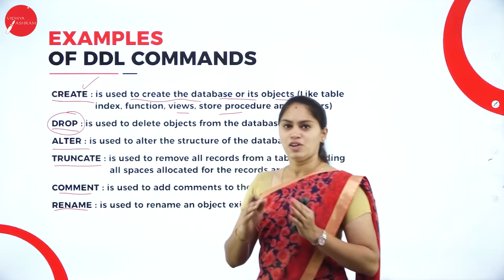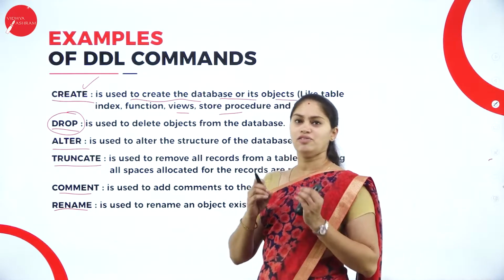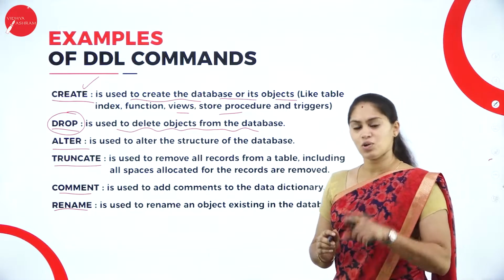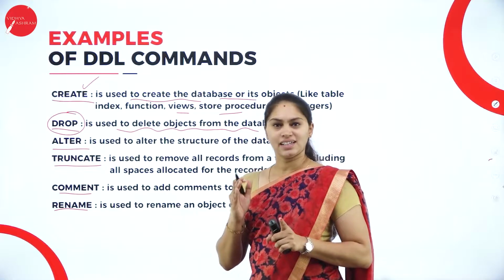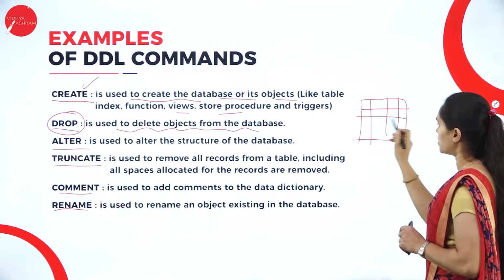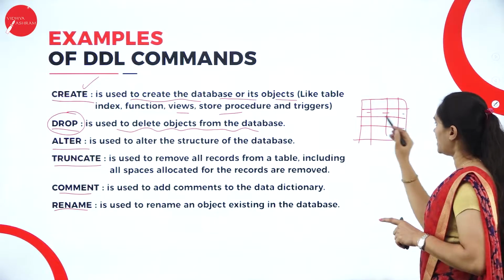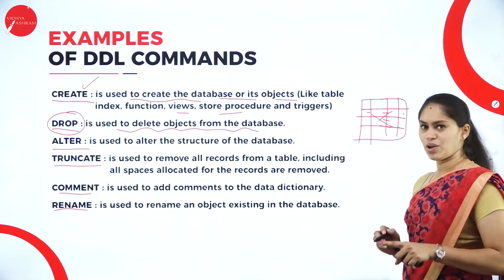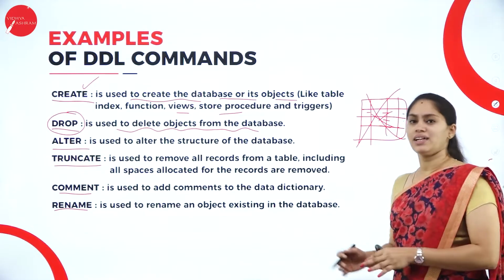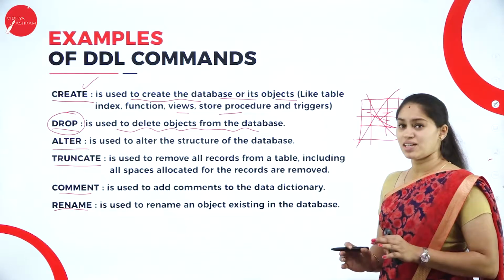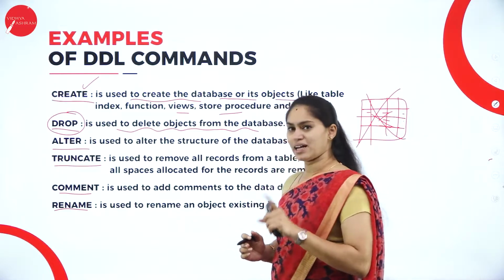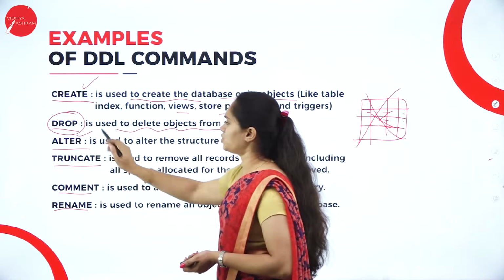So next what we have here is drop. Completely I am removing all the content from the database. It is used to delete the objects from the database, but you have to understand one thing, there is a difference between delete and drop. Delete means, imagine I have a table with a set of rows and columns. If I use delete, whatever content we have will be removed. But if I use drop, the complete database or complete table will be removed from the database management system. That is the difference between drop and delete. Drop comes under DDL and delete comes under DML. That we'll see later.